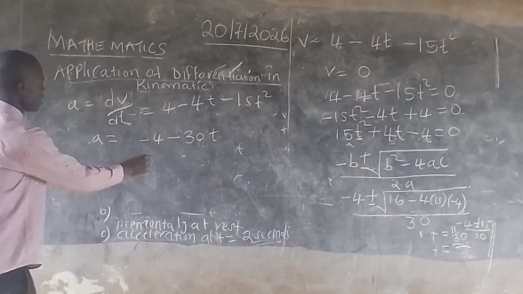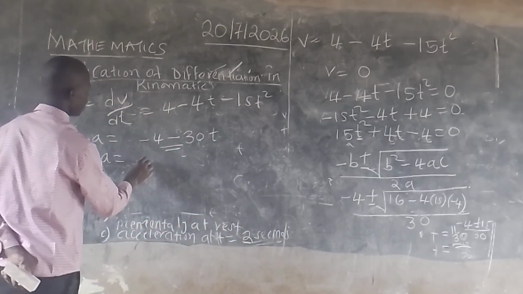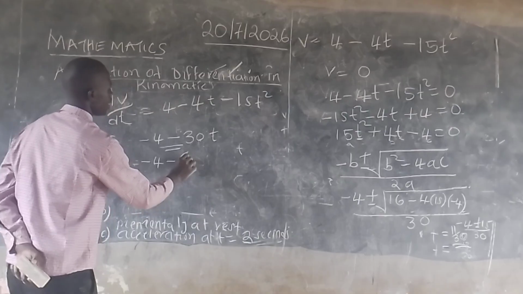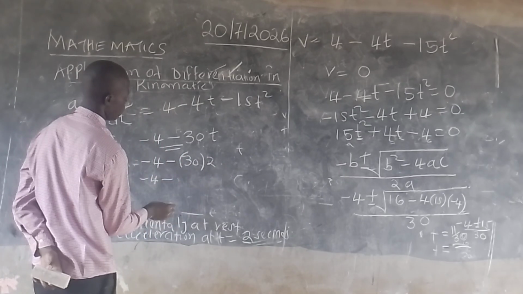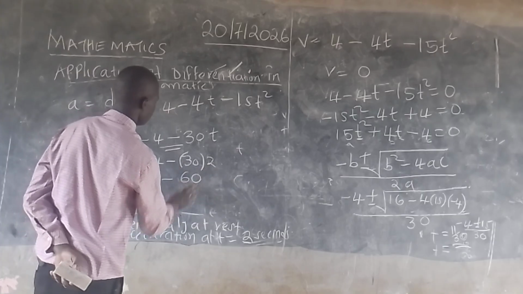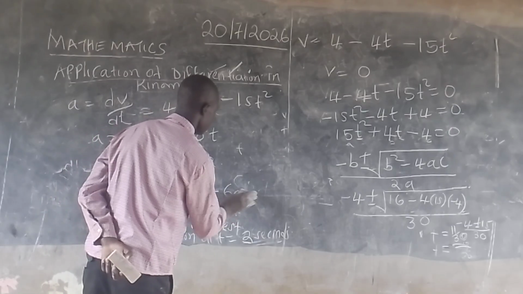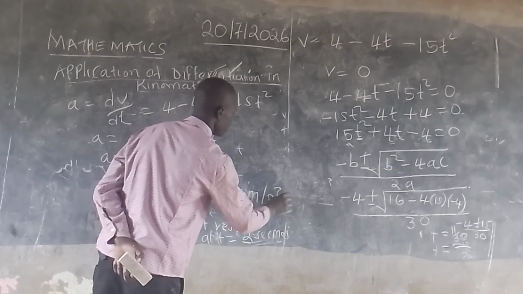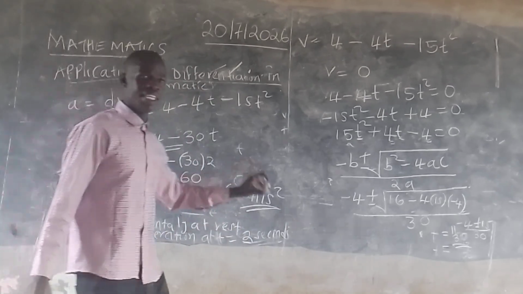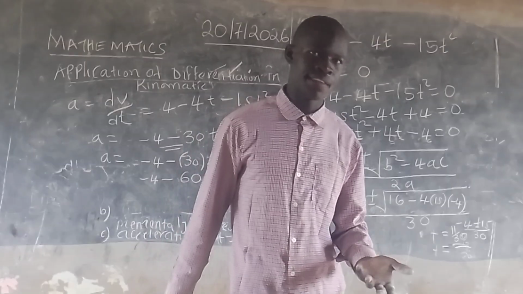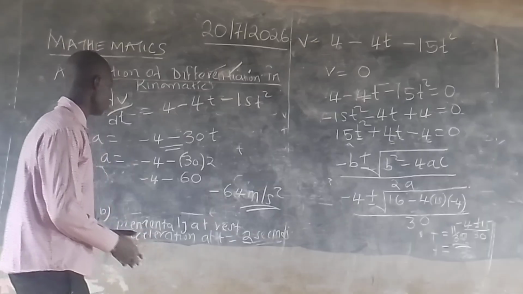Now, having this acceleration equation, we replace t with 2. So acceleration is given by negative 4 minus 30 times 2. So we get negative 4 minus 60, which gives you negative 64 meters per second squared. Remember, when we have a negative acceleration, it means it is decelerating. The particle is decelerating. It is reducing velocity over time. We call it retarding in physics, or retardation.